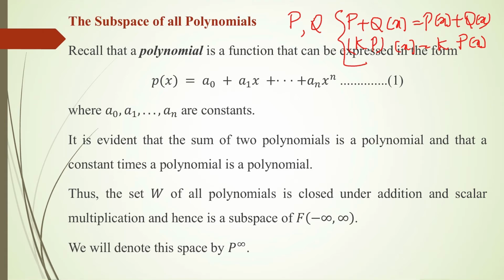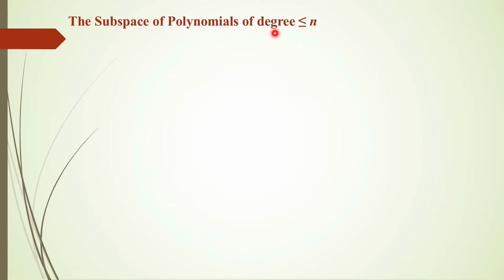Also, we will denote this space by P infinity because we are considering all the polynomials. There will be polynomials of degree 1, polynomials of degree 100, polynomials of degree 1000, and polynomials of all degrees are here, so we will denote the space by P infinity. Now, we are considering another subspace, the subspace of polynomials of degree less than or equal to n.